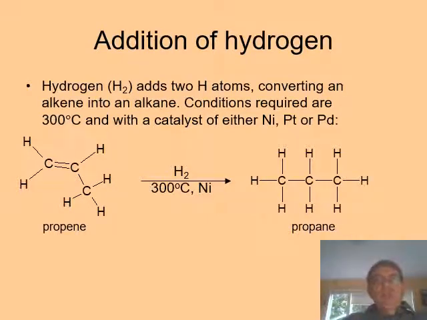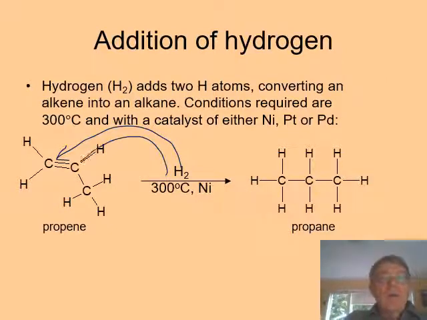You can also add hydrogen to an alkene. Now you need special conditions for this. It has to be a high temperature of 300 degrees Celsius, and you need a nickel catalyst. You'll see that a hydrogen atom is added to each carbon of the double bond.